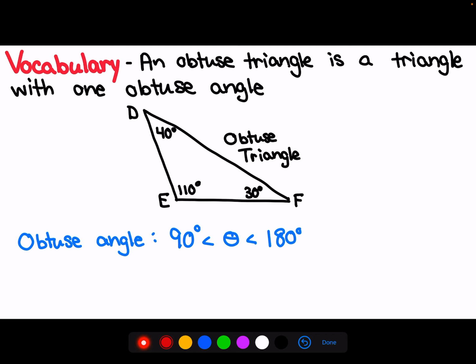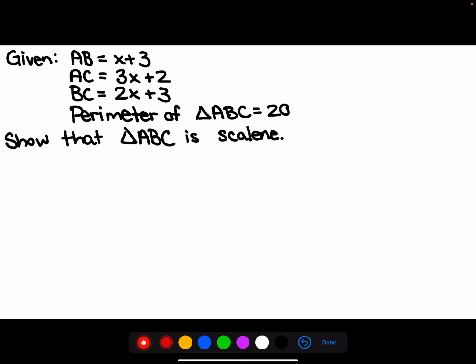All right, let's go ahead and try a practice problem out. So go ahead and pause the video if you'd like, try this problem out, and then we'll be going through it together. So for this problem, we're given AB is equal to x plus 3, AC is equal to 3x plus 2, and BC is equal to 2x plus 3. The perimeter of triangle ABC is equal to 20, and we want to show that triangle ABC is scalene. So pause the video, try this one out if you'd like, and then we'll continue on.